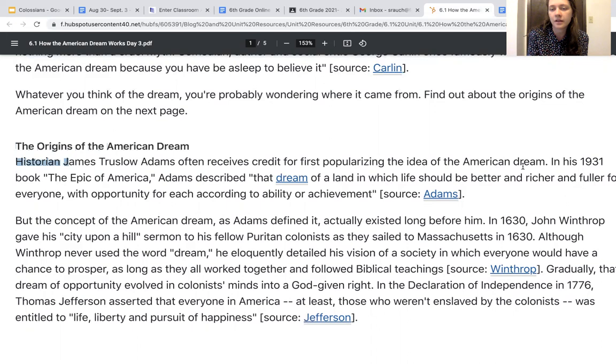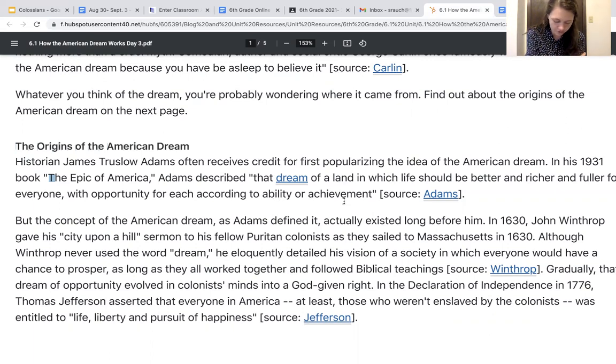Remember, we talked about this in class. In his 1931 book, The Epic of America, Adams describes the dream of land in which life should be better and richer and fuller for everyone, with opportunity for each according to ability or achievement. Okay, I'm going to stop right there.